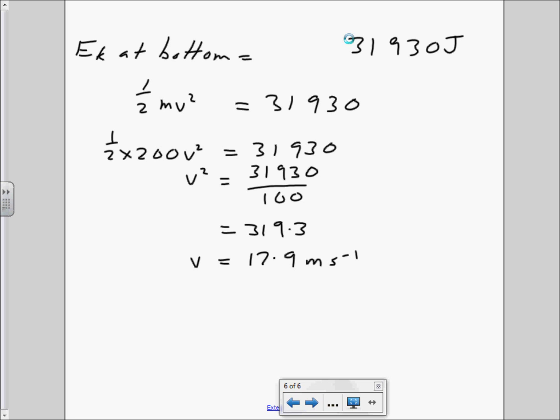Now it's an interesting little question to ask ourselves that this problem had a mass of 200 kg. What would happen if we changed the mass of the roller coaster? How would that affect things? I want you just to think about that, and it's something that we can discuss together.